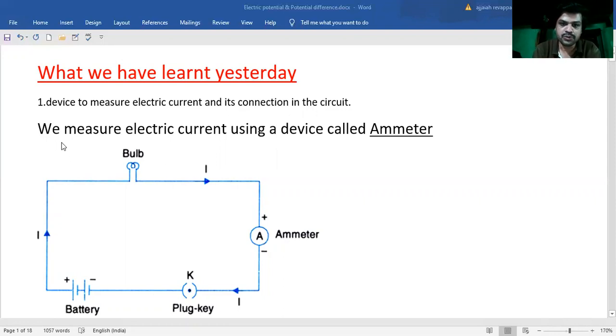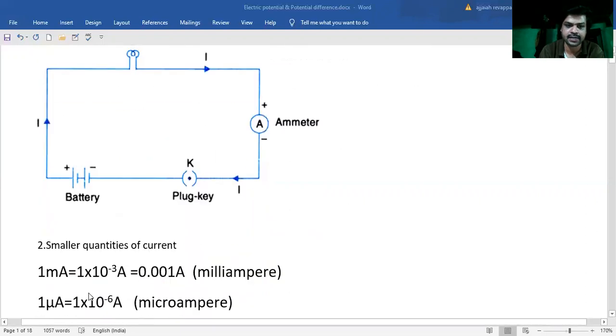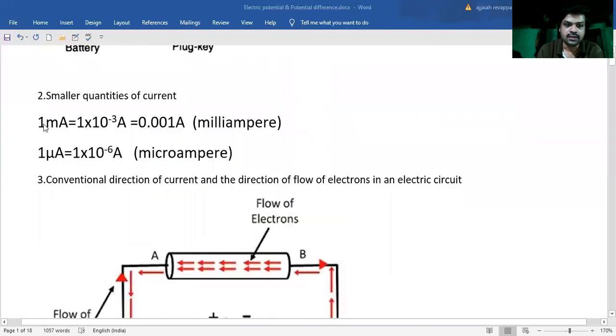Next, we used a device called ammeter to measure the electric current, and we connect this ammeter in the circuit in series. How to connect the ammeter in the circuit? In series. So end-to-end connection. And this is the schematic diagram of the electric circuit. Here bulb, ammeter, key and battery are connected. And we have learned two smaller quantities of electric current. One is 1 milliampere, another one is 1 microampere.